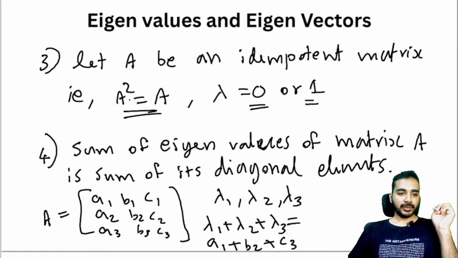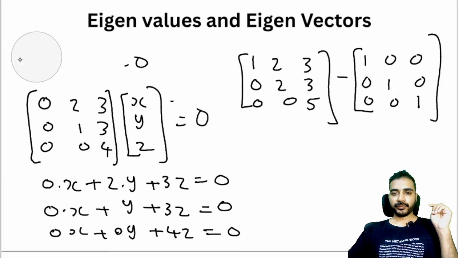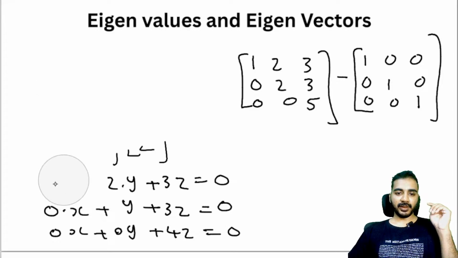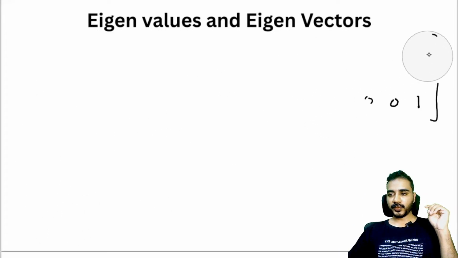Now we are going to discuss the fifth property. This is also a very important property. The fourth and fifth ones are very important. A lot of questions are designed based on this fourth and fifth property.